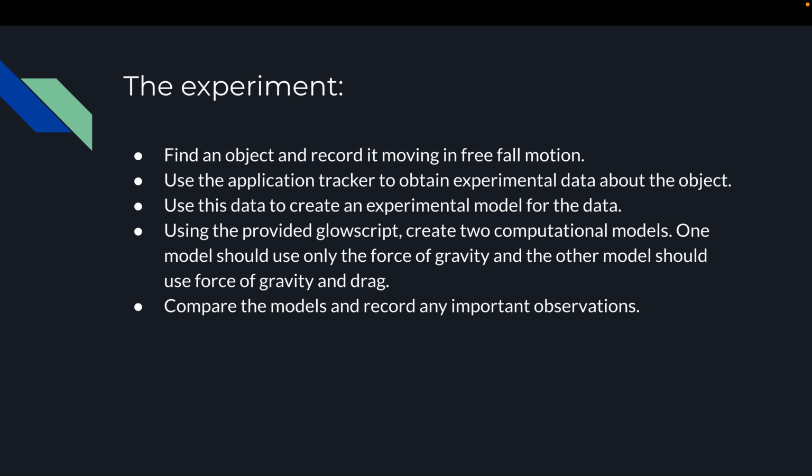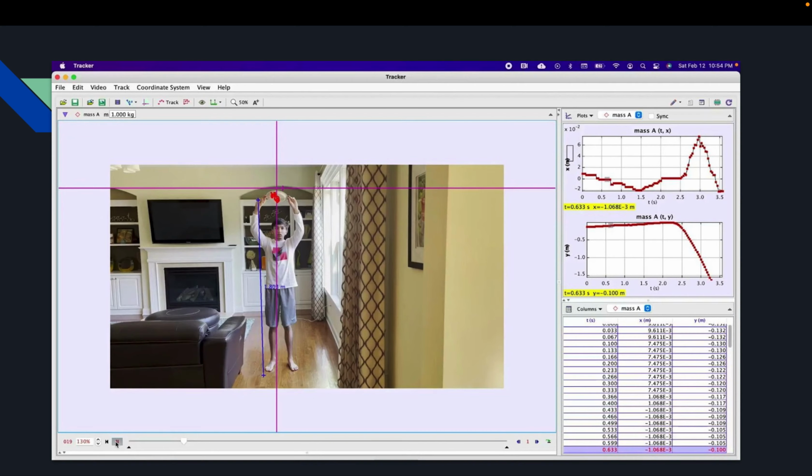So the experiment: find an object and record it moving in free fall motion, use the application Tracker to obtain experimental data about the object, and use this data to create an experimental model for the object. Using the provided GlowScript, create two computational models. One model should use only the force of gravity, and the other model should use the force of gravity and drag. Then compare the models and record any important observations.